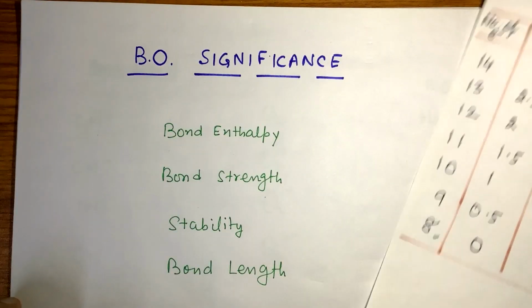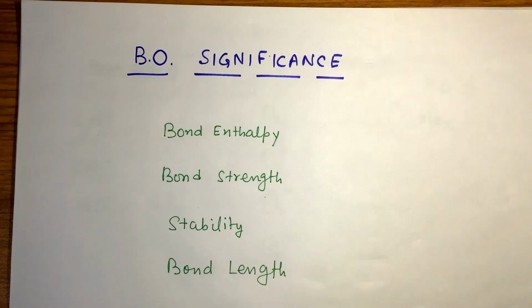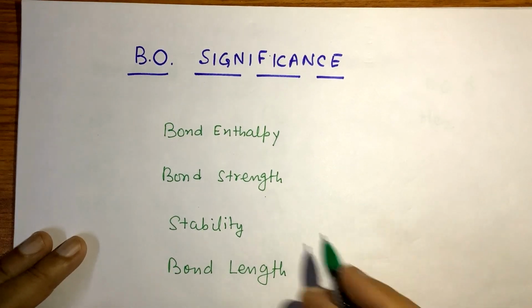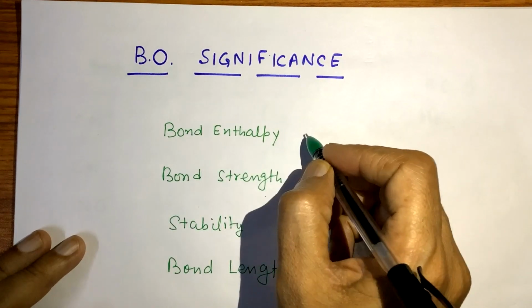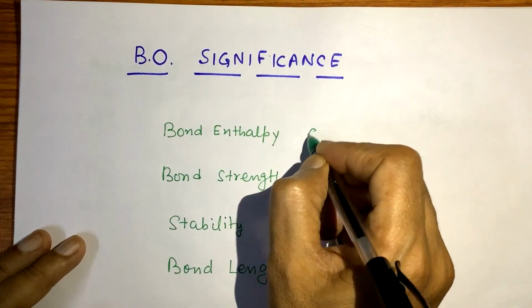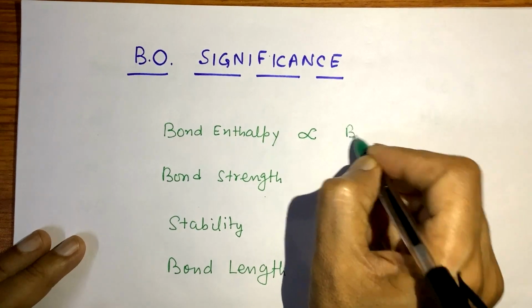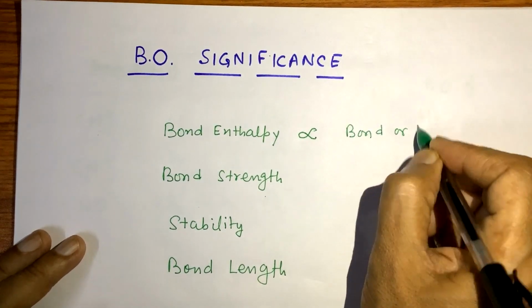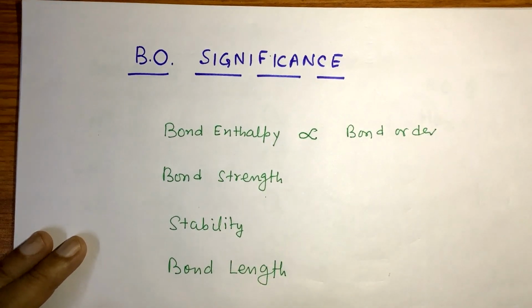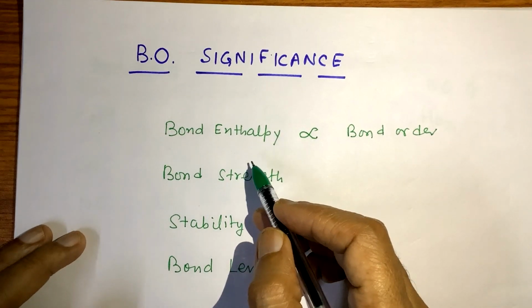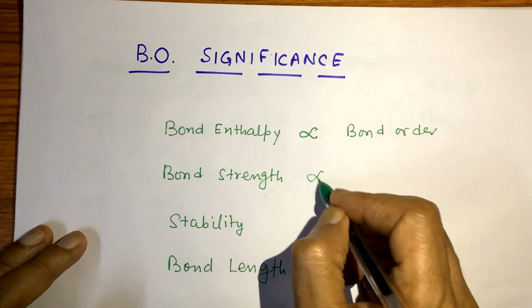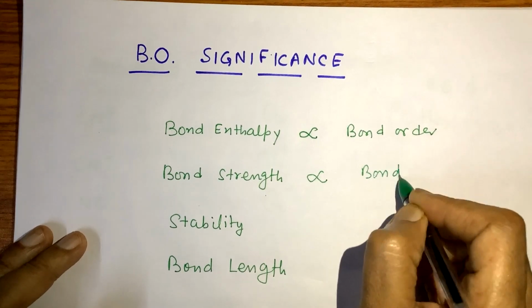First, we see what the bond order significance is. Bond enthalpy or bond dissociation energy is directly proportional to bond order. The higher the bond order, the more the bond enthalpy, and bond strength is directly proportional to bond order.